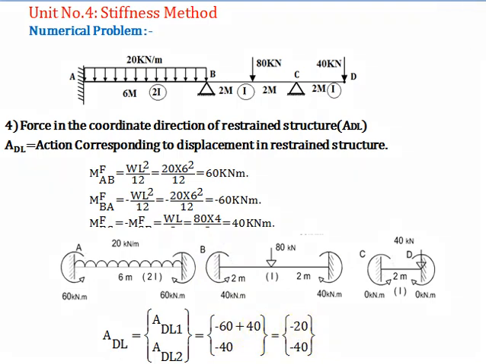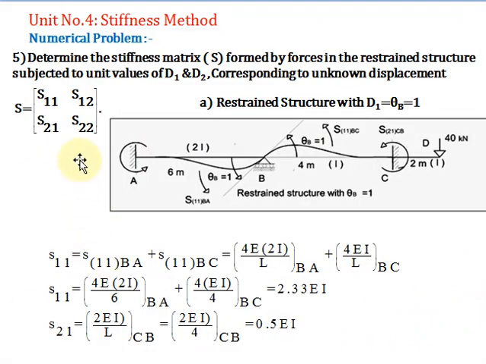At support C there is only one moment, the fixed moment in member CB, and that is 40. As it is in the clockwise direction, it is minus 40. And the fixed moment in member CD, that is 80, we have already considered in the AD matrix. So after calculating the AD and ADL matrices, the next thing we found was the stiffness matrix.